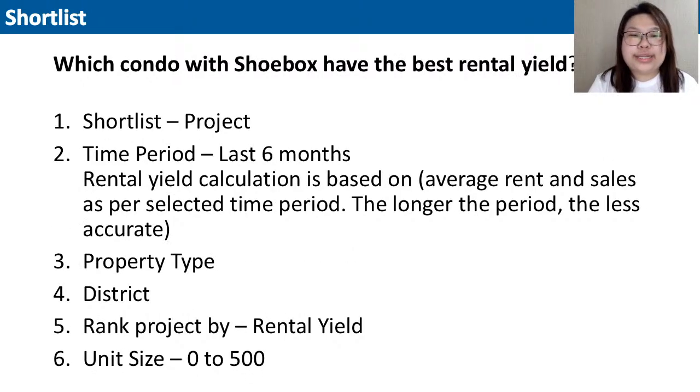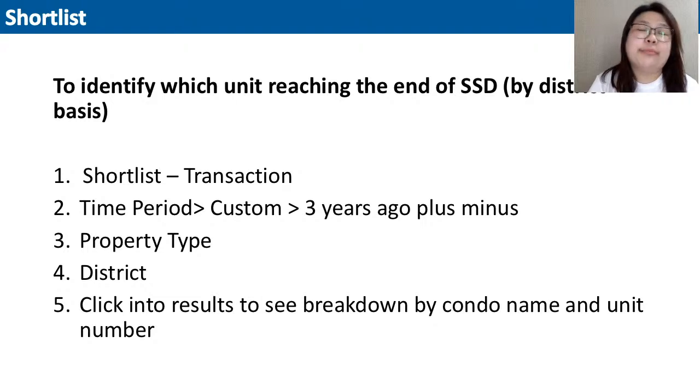You can also say that I want to know which condo with the shoebox units have the best rental yield. So in this case, you need to set the size 0 to 500. Okay. So some other filters here. These are just some examples.